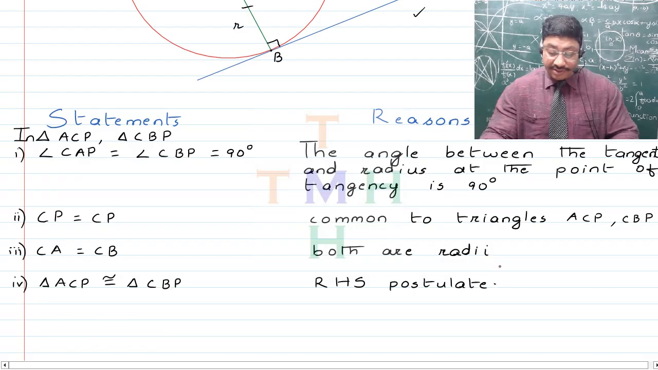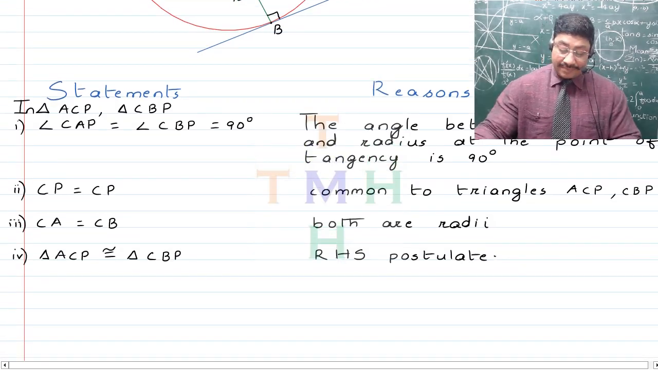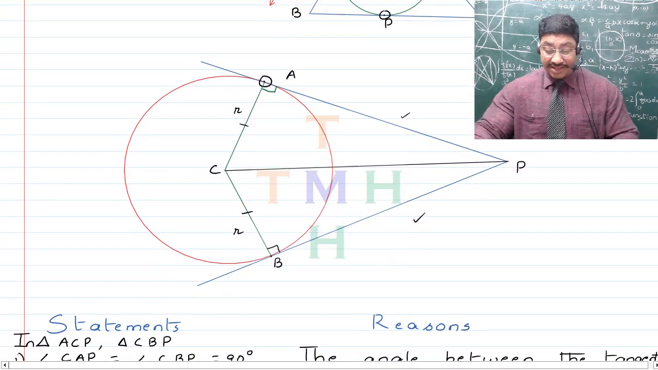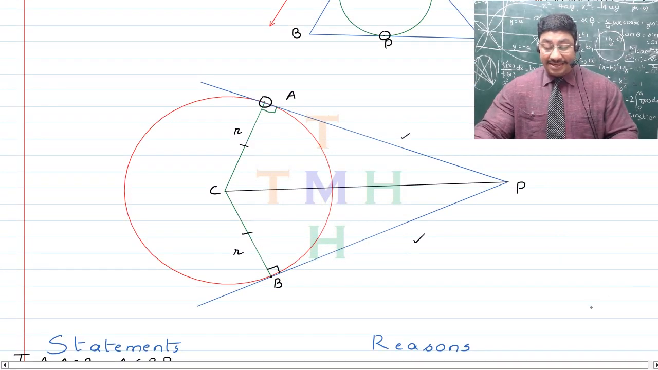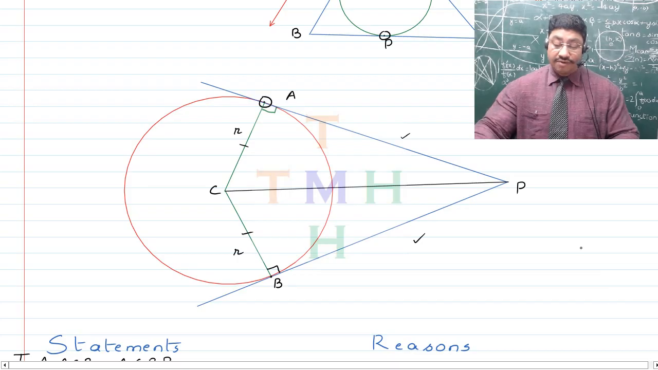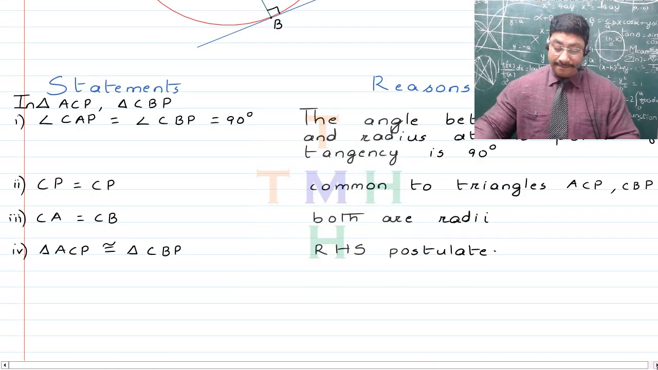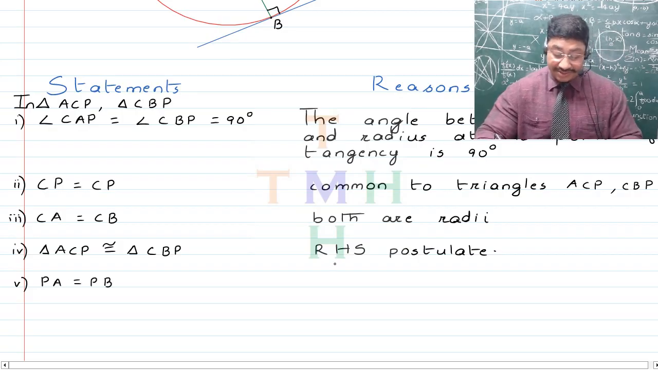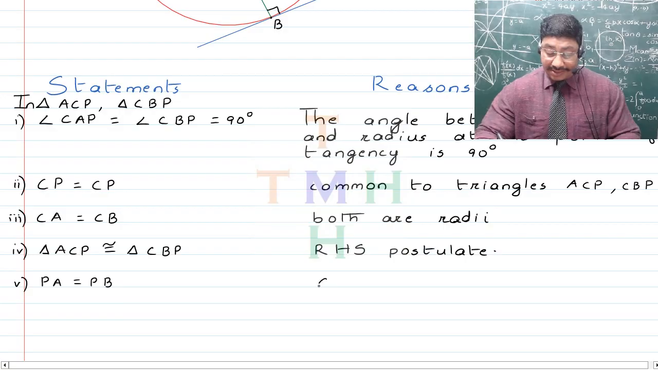Now after you've written this, the next thing is that we now are going to talk about that thing which we had to prove. That is, we had to prove that the lengths of the tangent drawn from an external point to the circle are equal, and thus you will say here that PA is equal to PB, right? This will be point number 5, that is PA is going to be equal to PB, and here you will write the reason to be what?